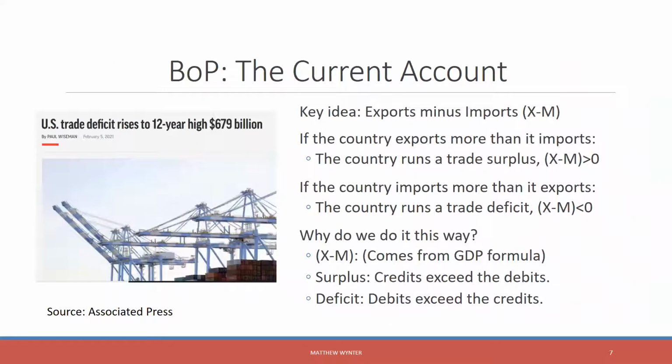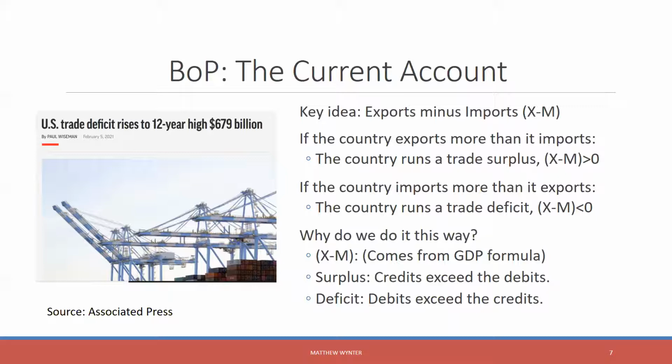Okay, so the first item on our balance of payments, our BOP, is the current account. The key idea is we have exports minus imports. The US has run a trade deficit virtually continuously since the late 80s, with the exception of maybe 1991. But the US has run trade deficits continuously. What is a trade deficit? If a country exports more than it imports, the country runs a trade surplus. If the country imports more than it exports, the country runs a trade deficit.